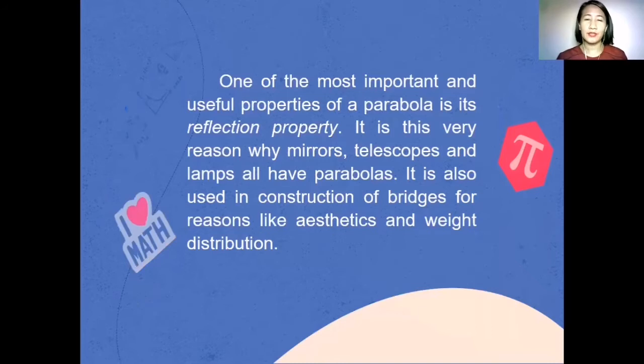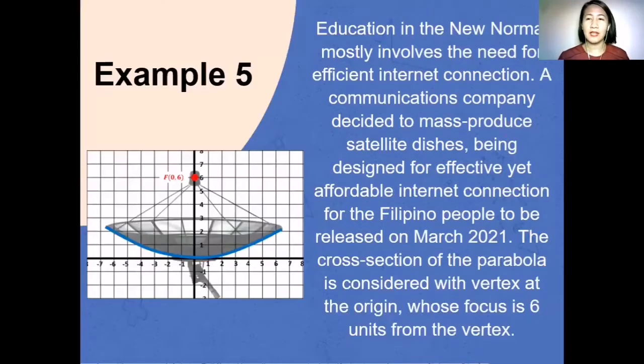One of the most important and useful properties of a parabola is its reflection property. It is this very reason why mirrors, telescopes, and lamps all have parabolas. It is also used in construction of bridges for reasons like aesthetics and weight distribution. For our next example, so here it goes.